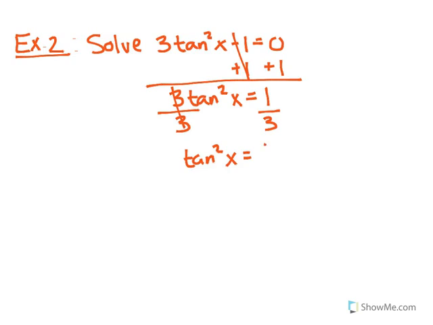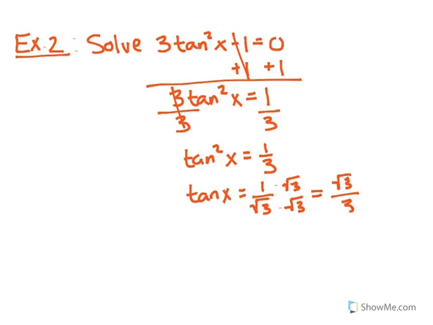And then lastly, we have to get rid of the square, which means we're going to have to square root both sides, which is going to leave me with tangent x equals, and now we take the square root of each part. So the square root of 1 is just 1. The square root of 3 is root 3. But we're going to have to rationalize this. So we're going to do times root 3 over root 3. This is going to get rid of radicals in the denominator. So this is going to be root 3 over 3.